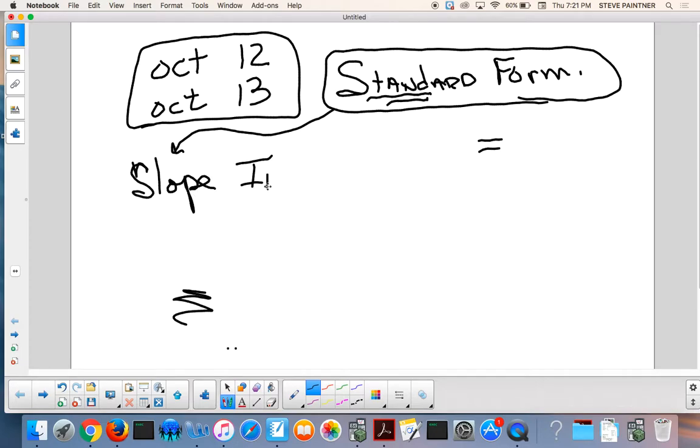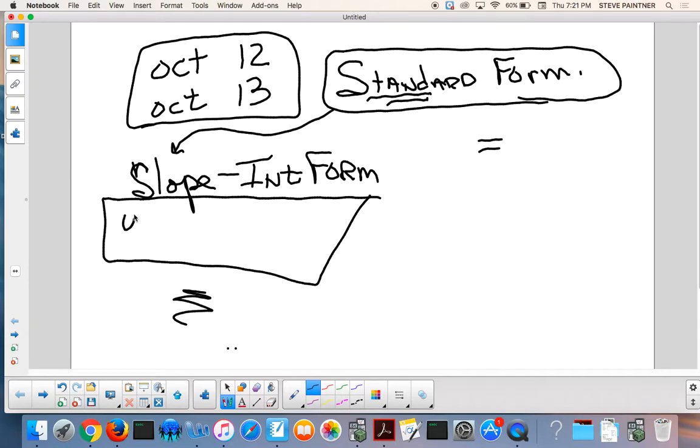So slope-intercept form always looked like this. y equals mx plus b. And that's the form you want it in, because in that form, you can graph it really quick, really easy. Now, this form is just a different look, and the form is called standard form. So it looks like this.